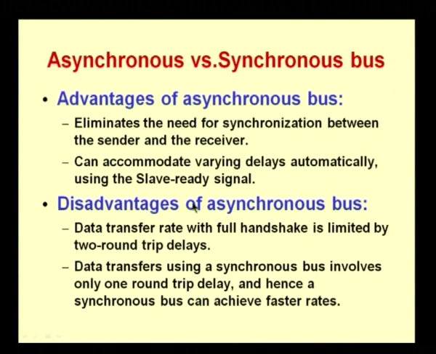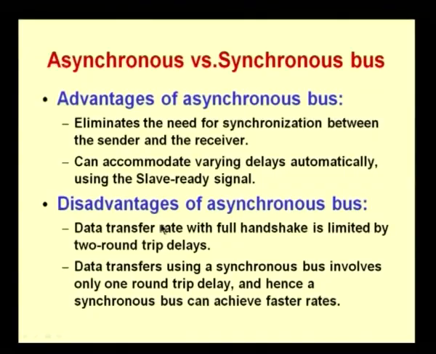Second thing is you can easily accommodate varying delays using the slave ready signal. So, if you have a slower slave, it will put out the slave ready signal later. So, automatically you can accommodate different timing, or different delays, of the different devices. That can be done easily with the asynchronous bus.